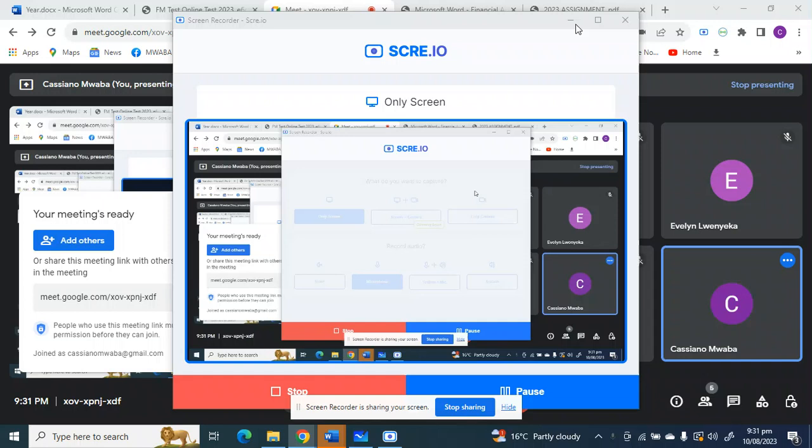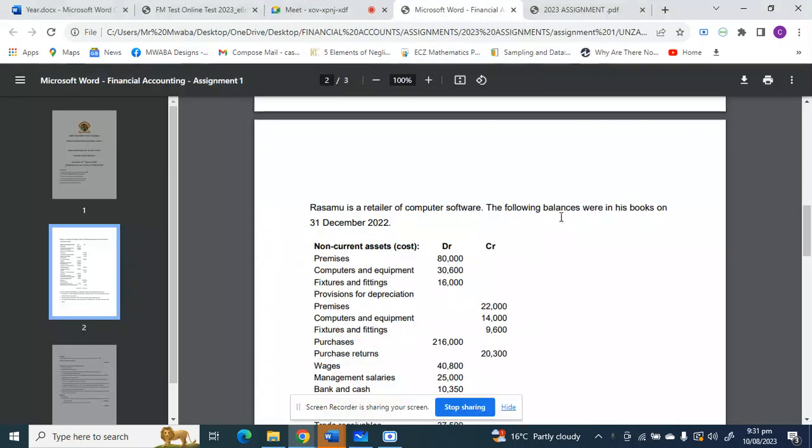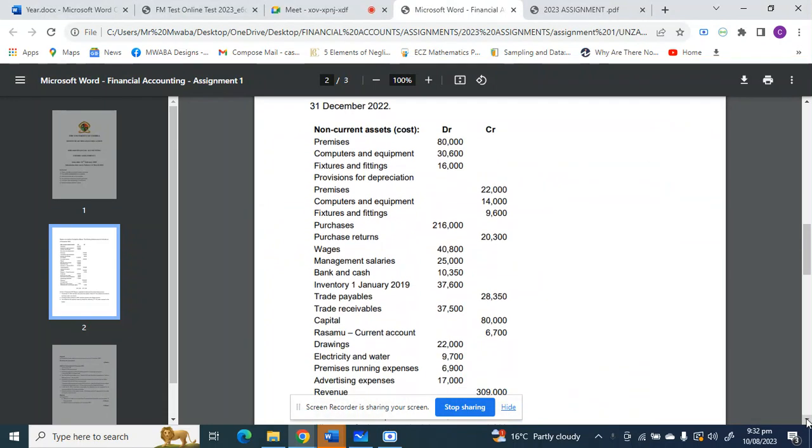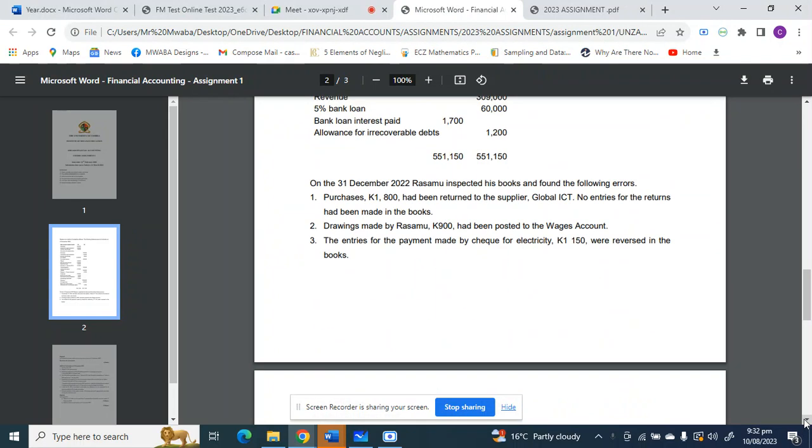Rasamu is a retailer of computer software. The following balances were in his books on 31st December 2022. So this is basically like his trial balance. Right, we've got all this information here. Then on 31st December 2022, Rasamu inspected his books and found the following errors.